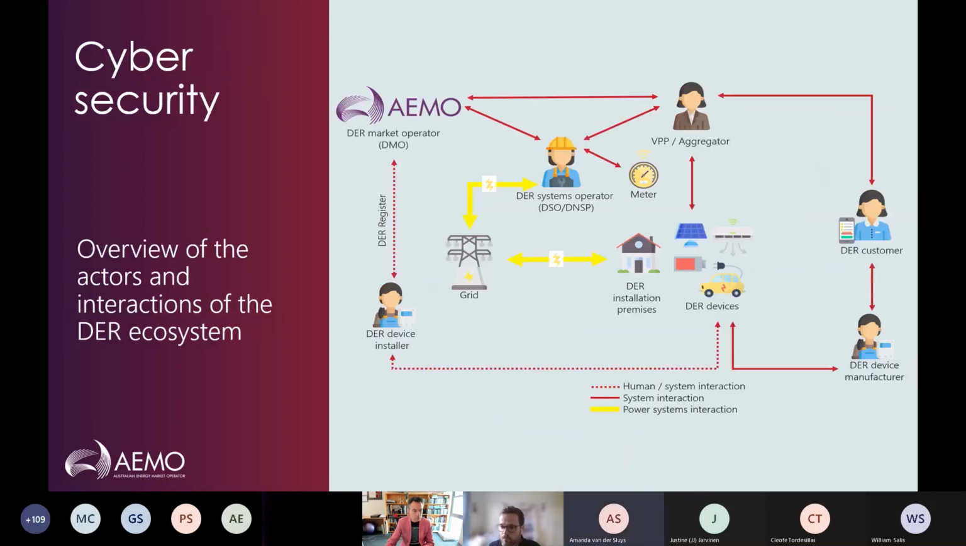Matt, I might just pause you there. There's a question here from Pavina in the chat, around commenting on future standardization of communication protocols.